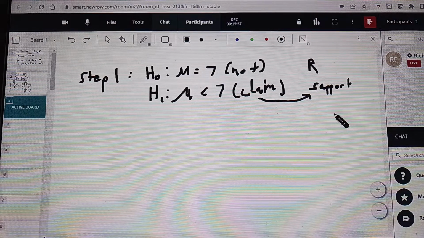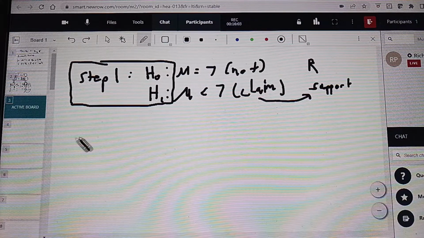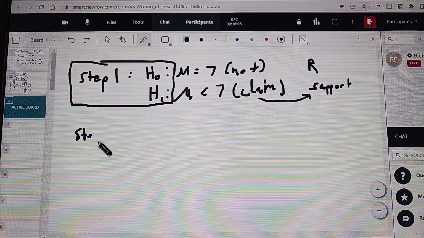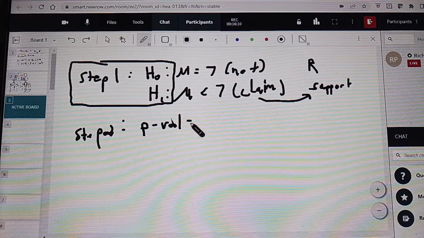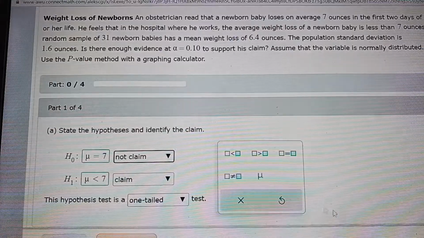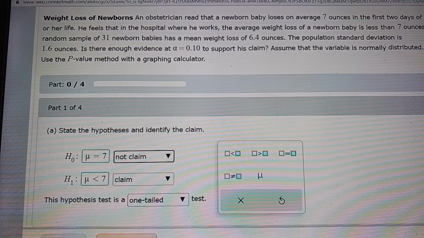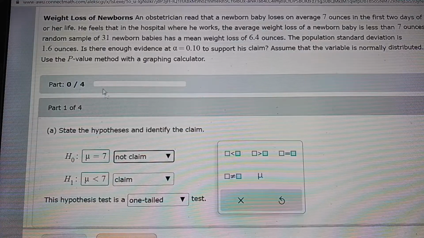So on the test, it already says step 1 like this, and that will remind you that you should do that first. Then it says step 2, p-value. Here's where you have to decide which test you're doing. So we had a random sample of 31. This random sample had an average, so that's x bar, the sample mean, since it's coming from the random sample, a mean weight loss of 6.4.